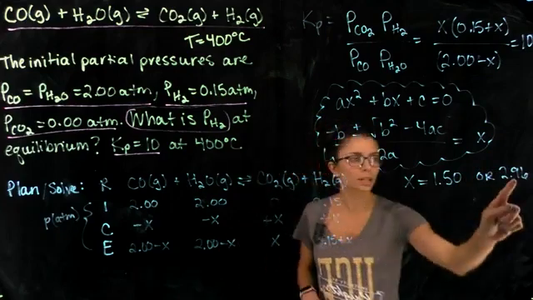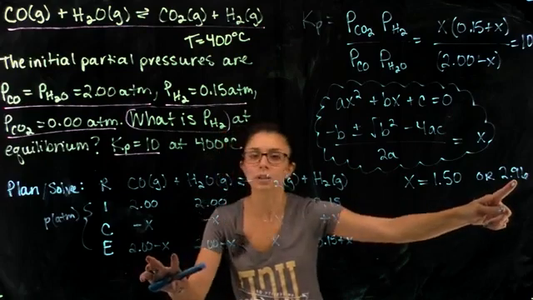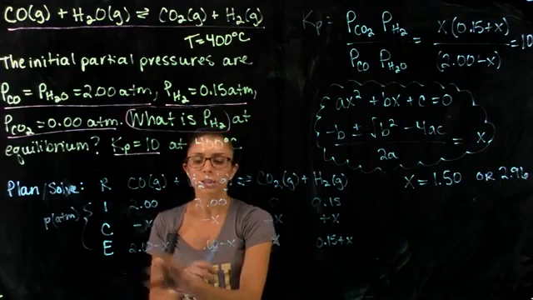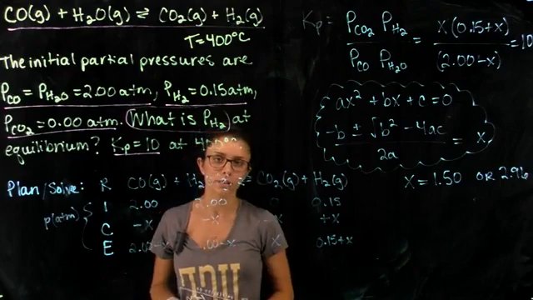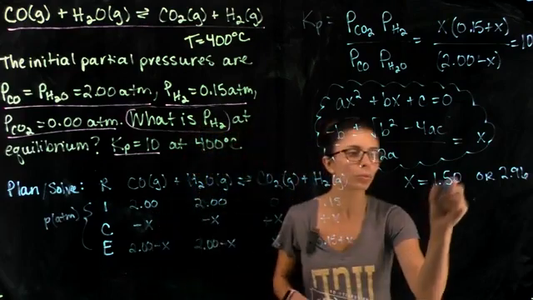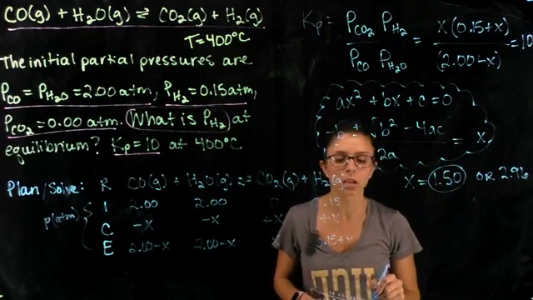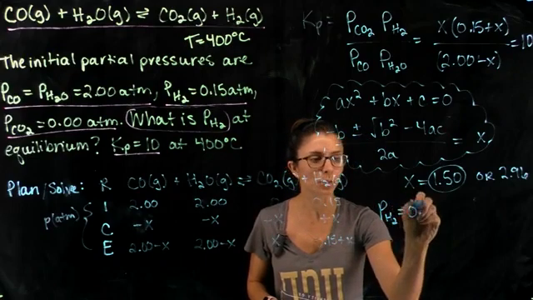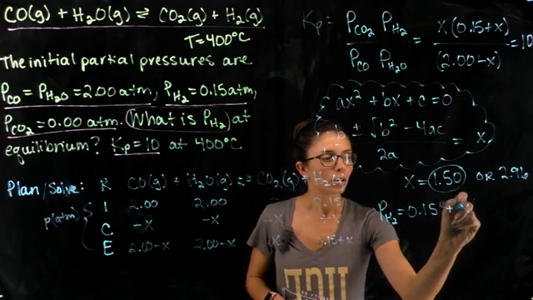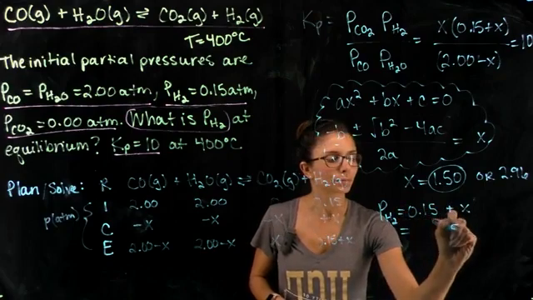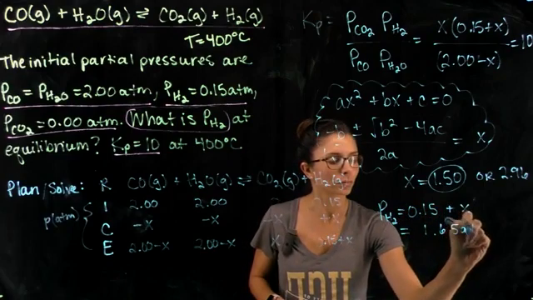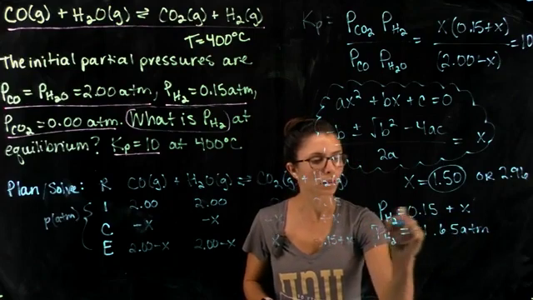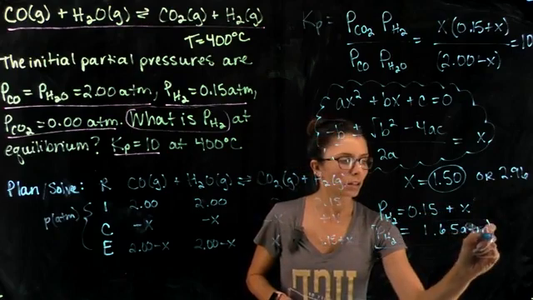So if I use 2.96 and I go over here to my reactants and I want to know what the partial pressure of those reactants is at equilibrium, if I subtract 2.96 from 2, I'm going to end up with a negative pressure, and that's impossible. So I know that 1.50 is going to be my change. And that means that the partial pressure of hydrogen is 0.15 plus x. All right. So that's my answer to this one.